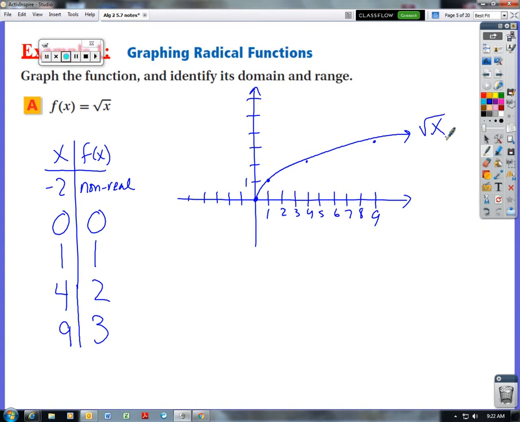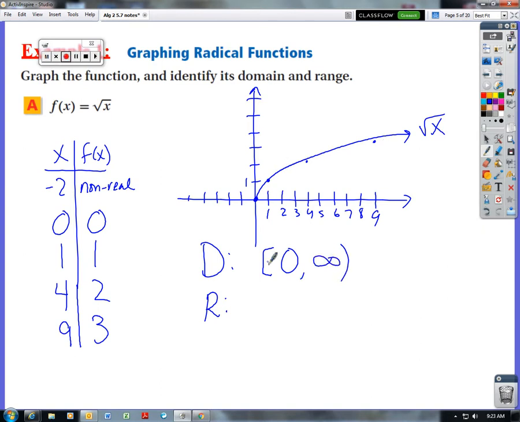When I'm graphing these, I usually just use these 3 points here. I don't usually go clear out to 9. And then let's talk about the domain and the range. The domain are the x's. They start here at 0, and they are inclusive. It does include the 0, so we need a square bracket. And we go all the way out to infinity on our x's.